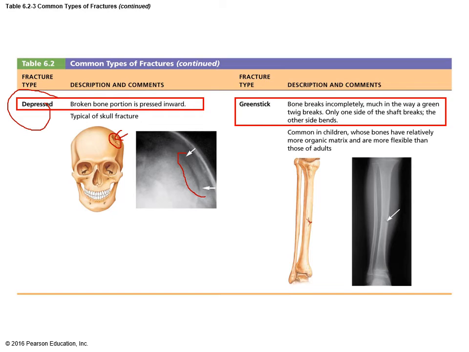And then last but not least is the greenstick fracture. This one is extremely common in children. The greenstick is basically when you have an incomplete break within the bone. You can see that on one side, the shaft is broken, on the other side it is still fully intact. However, it will create a bending motion, which is then detected whenever you get an X-ray.